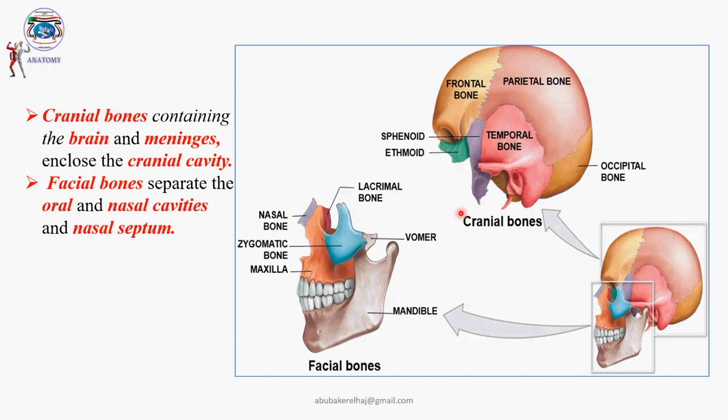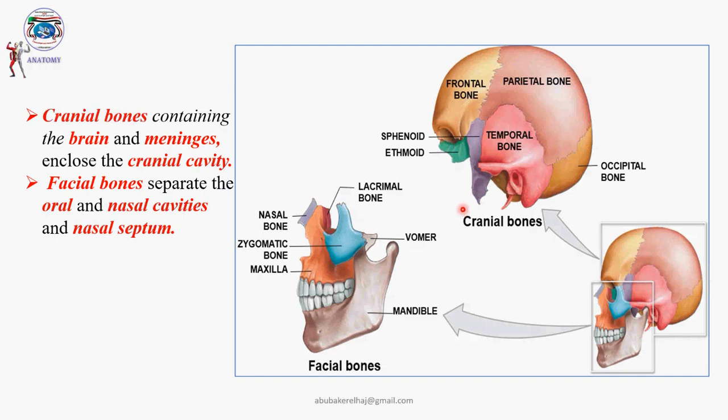And then from the inner aspect and the external part, that means norma basalis externa and norma basalis interna. The skull is divided into two major parts: the cranial bones, which contain the brain and meninges, and also include the cranial cavity to protect the brain.